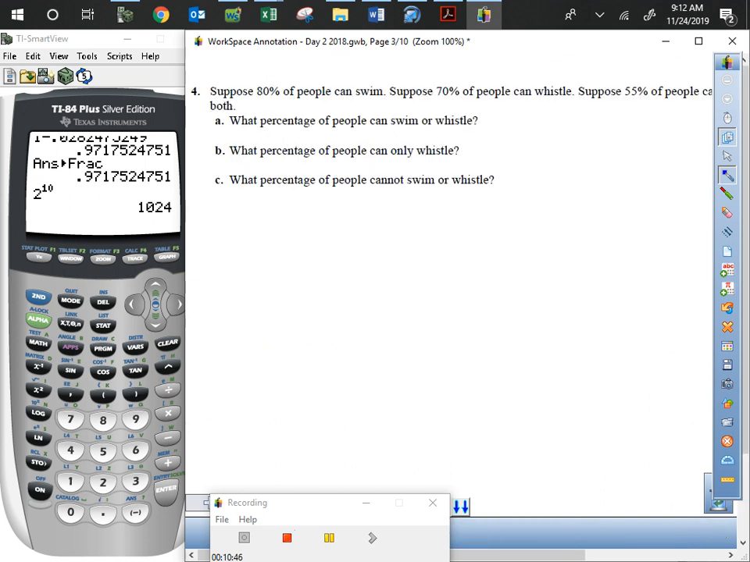Alright. Number 4 is a similar problem with different questions. What I want you to do is take this time right now to pause the video and see if you can draw a Venn diagram for this so that we can answer those 3 questions.